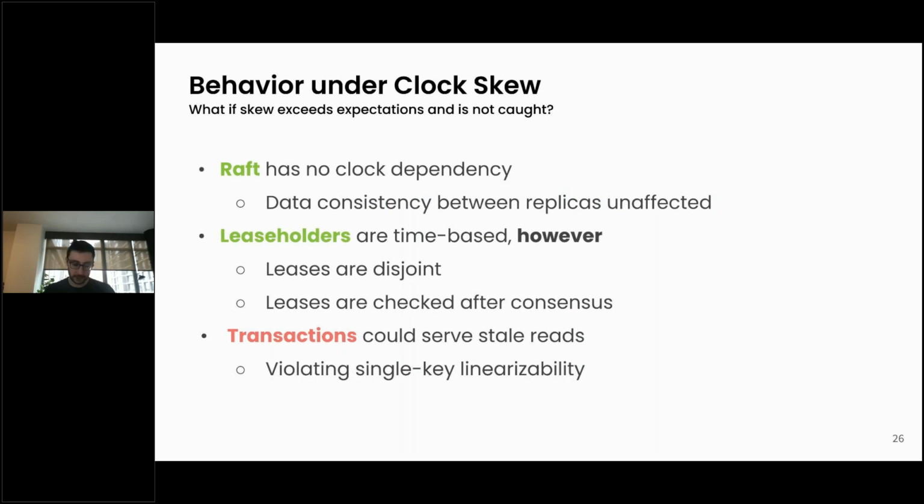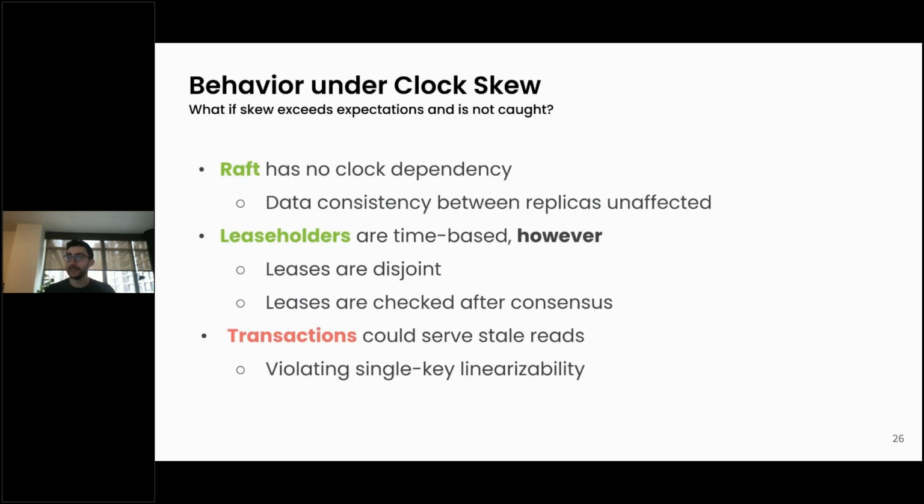So when we're talking about clocks, it's useful within a distributed system to discuss what happens when clock expectations aren't held. What happens when a violation of clock synchronization is observed. So in Cockroach, because Raft has no clock dependency, data consistency between replicas is unaffected. So you'll never get in a split brain state or some case where data is corrupted.